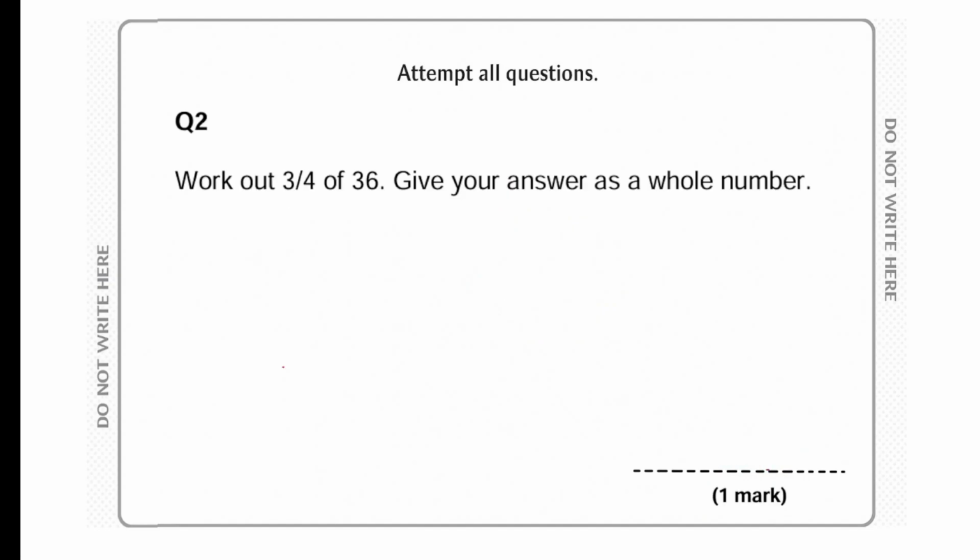Here's the second question. Pause the video and try this yourself. Work out 3/4 of 36. So I'm going to write this as 3/4. Of in math is times 36. Give your answer as a whole number. Now 4 goes into 36 9 times. 9 times 3, the answer is 27 for 1 mark.